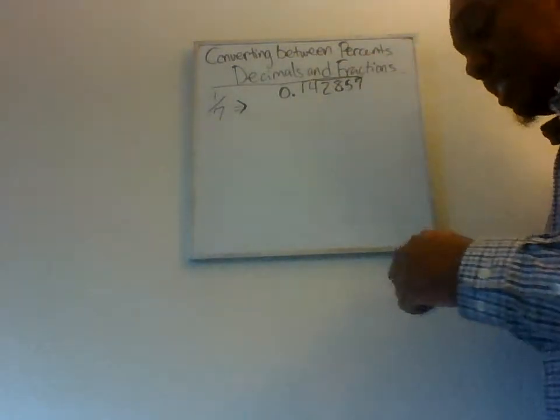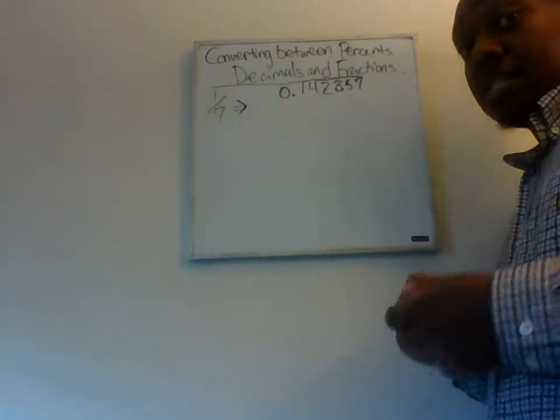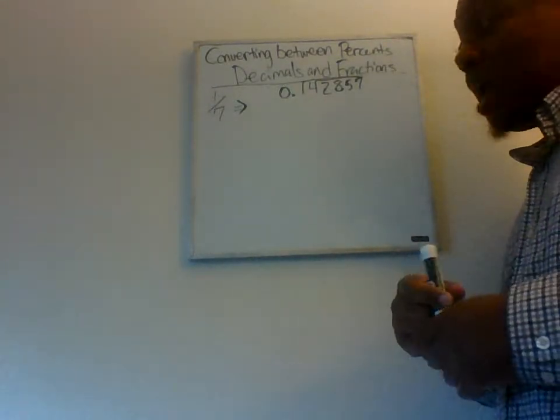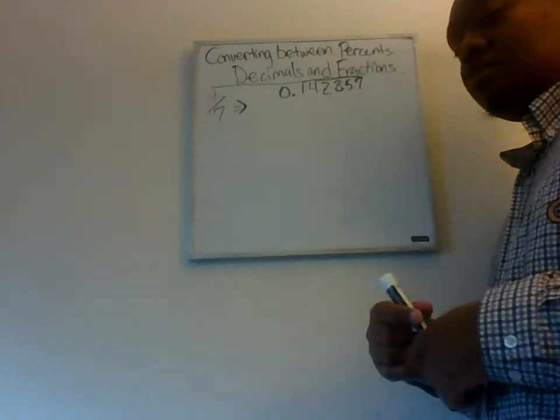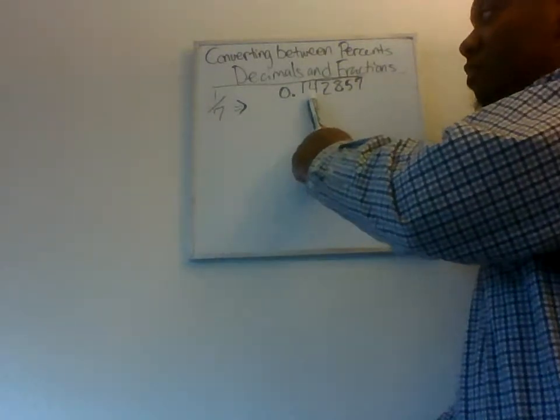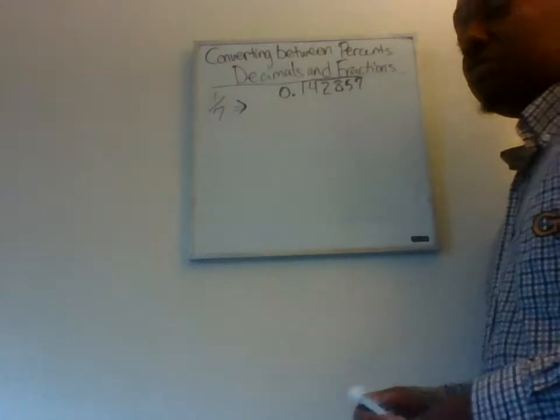0.857. So it has 6 digits that repeat. That's a lot of digits. Okay, I'm sorry. How do we then convert this to a percent? Well, we have it in decimal format. We know we can move that decimal over 2 places to the right, and it'll change it to a percent.